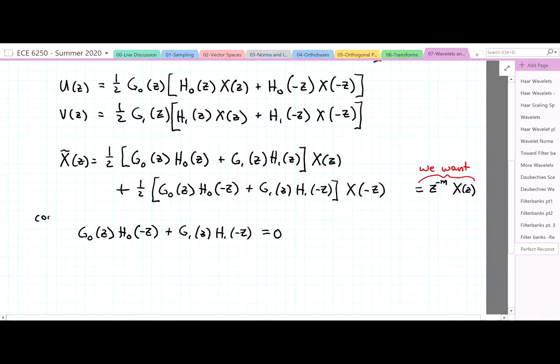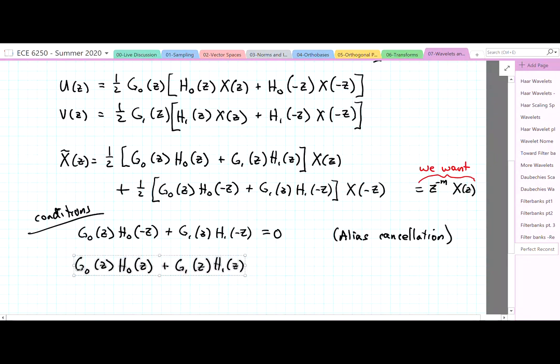So this is aliasing cancellation, and then the other condition is that this first term, the filter terms, need to equal 2 because of that 1/2 in there, times C to negative M. And so this part ensures that there's no distortion, only a delay applied to X of Z.